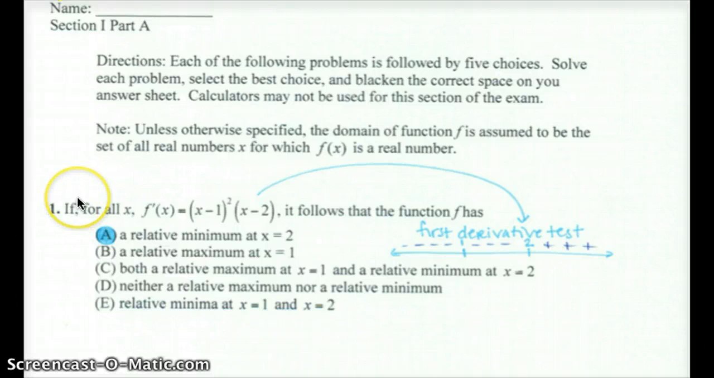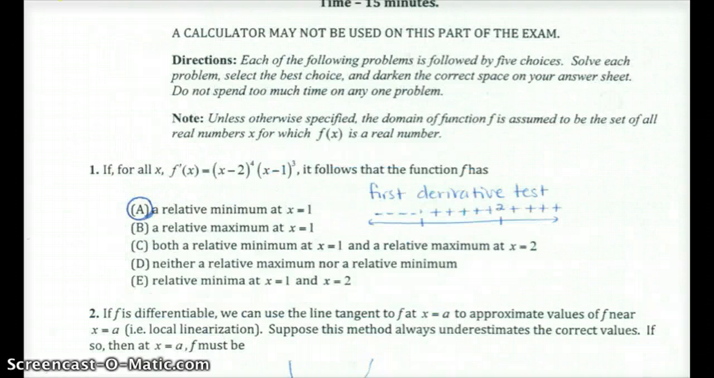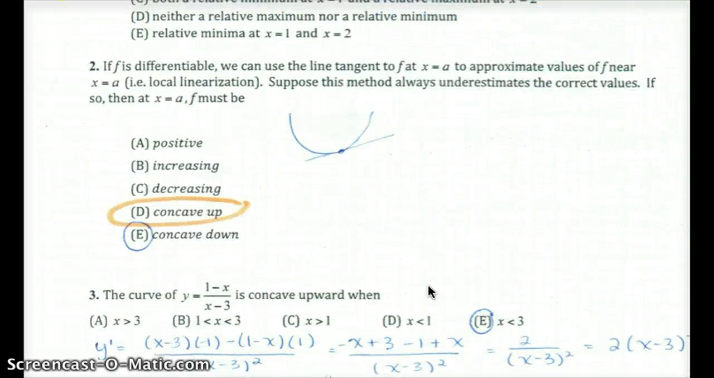Beautiful. So as you should have seen in this problem, you do have a minimum at x equals 2, and that's from the first derivative test. At 2, the function goes from decreasing to increasing. Let's look at the next question. This is question 2.